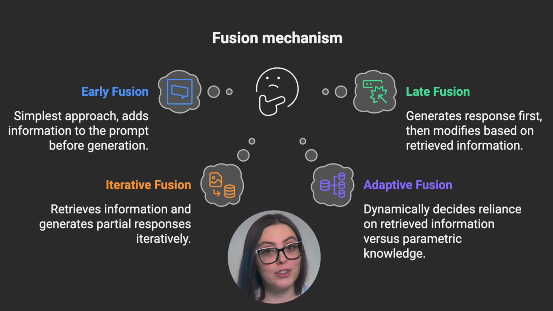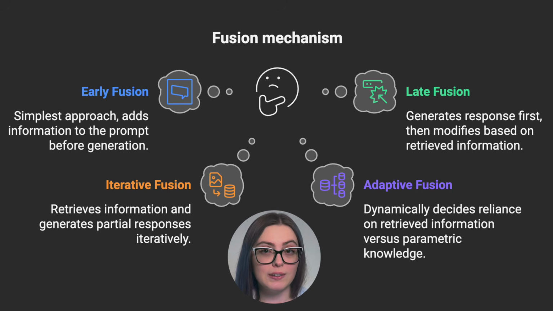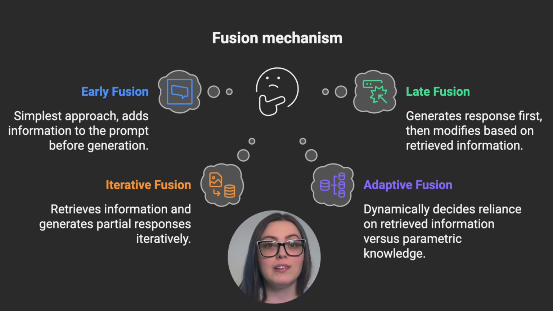It's the simplest approach and what most basic RAG systems use. Late fusion is when the model generates a response first, then modifies it based on the retrieved information. Iterative fusion is when the model retrieves information, generates a partial response, retrieves more information based on that partial response, and continues the process. Adaptive fusion is when the model dynamically decides how much to rely on retrieved information versus its parametric knowledge based on the query type.